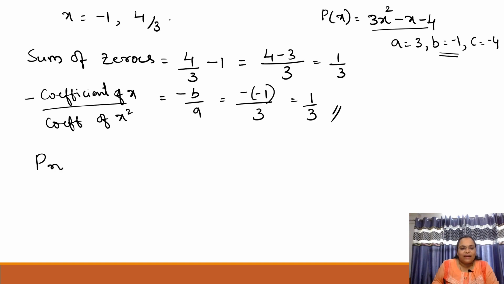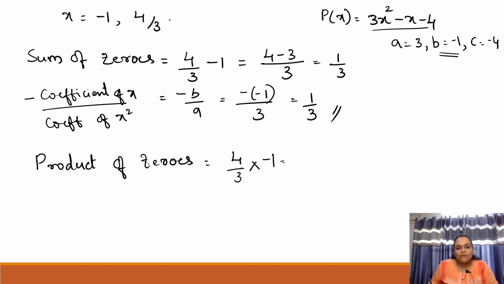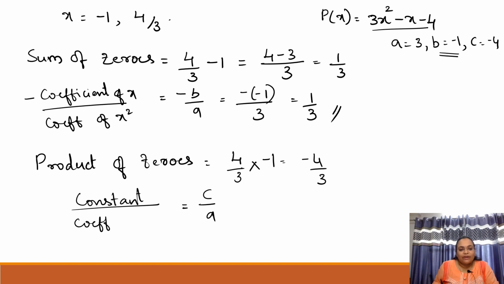Now let us find the product of zeros. Product of zeros is 4 by 3 into minus 1, which is minus 4 by 3, right? What is the product of zeros? It is c by a, correct? What is c? C is your constant term by coefficient of x square.